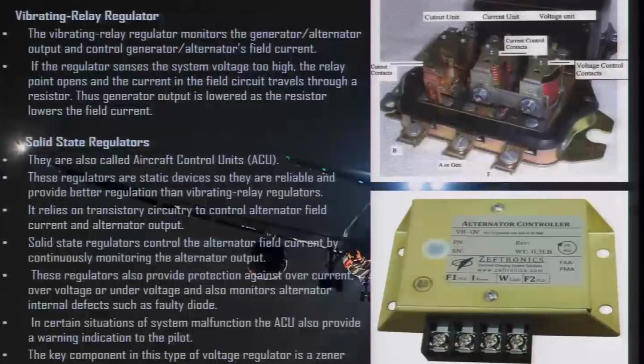These regulators also provide protection against overcurrent, over voltage or under voltage, and also monitor alternator internal defects such as faulty diodes. In certain situations of system malfunction, the ACU also provides a warning indication to the pilot. One of the key components in this voltage regulator is a diode, a Zener diode.